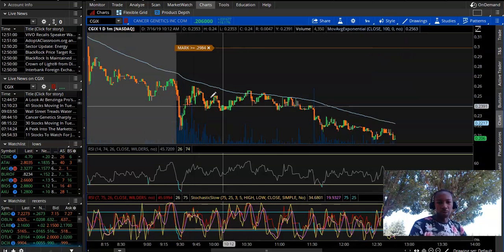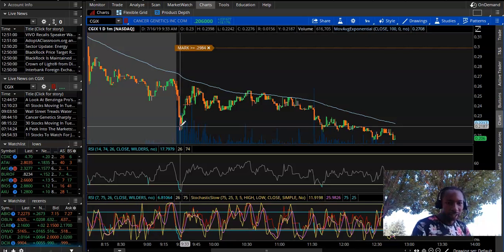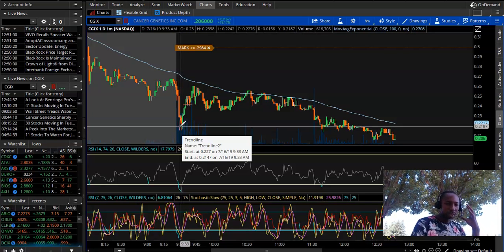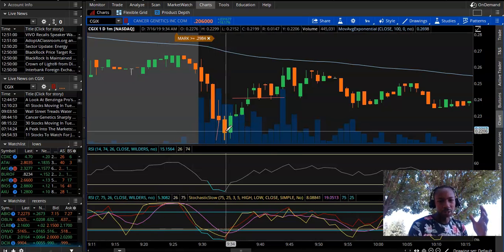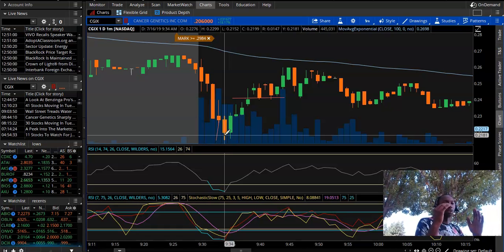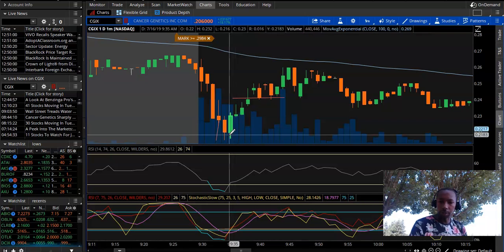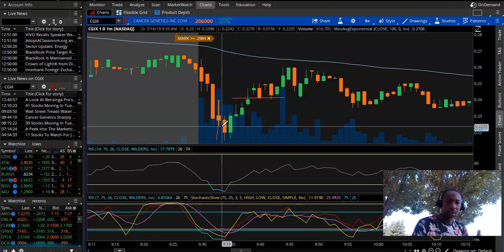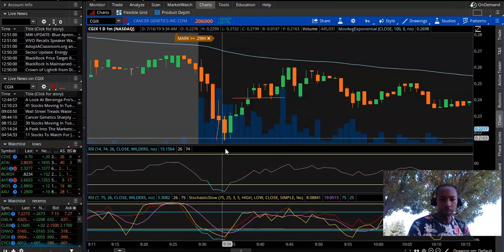Like, before all this happens, all you see is just red, and most people in their brain think, why would you buy a red candle? But that's exactly where you need to be buying if you're trying to buy low and sell high. You need to look for these red candles, wait for the green to start popping up, and bam, get in on these reversal patterns here and follow it up.